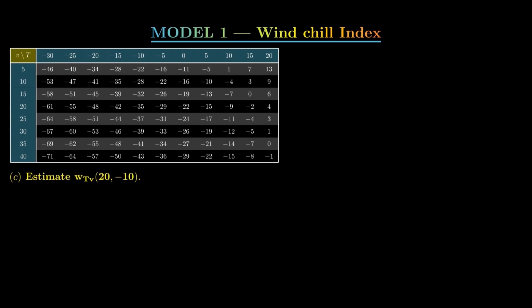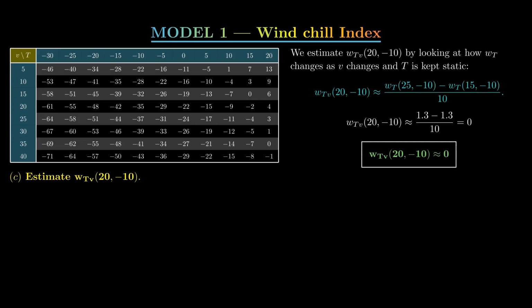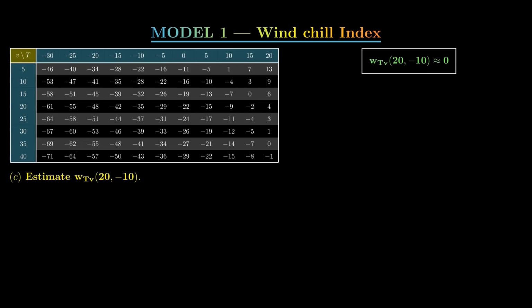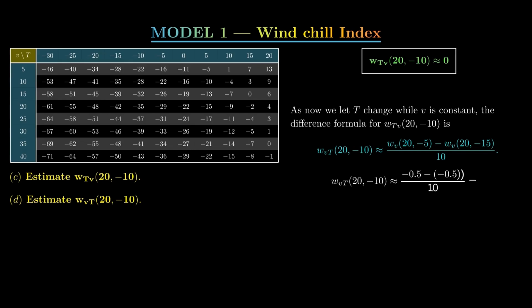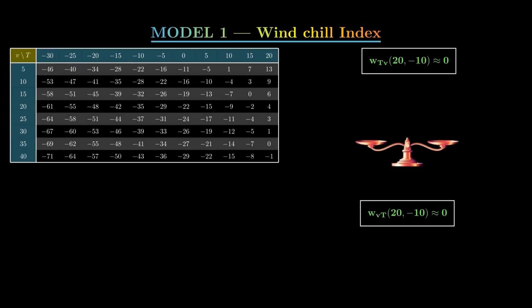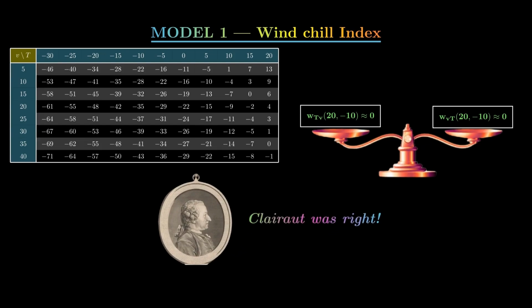Now turn our focus on the mixed partials. We estimate W sub Tb by looking at how W sub T changes as speed changes and temperature is kept static. For the reverse partial, we let temperature change while speed is constant. As you can see, these two partials are equal. This tells us that Clairaut was right.